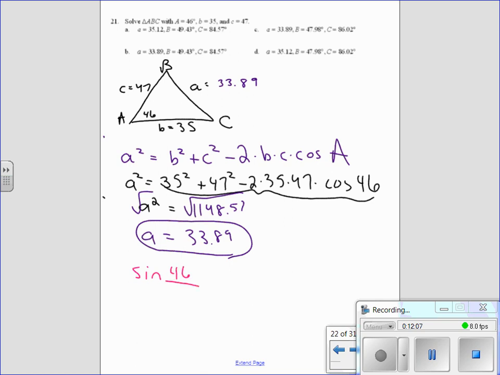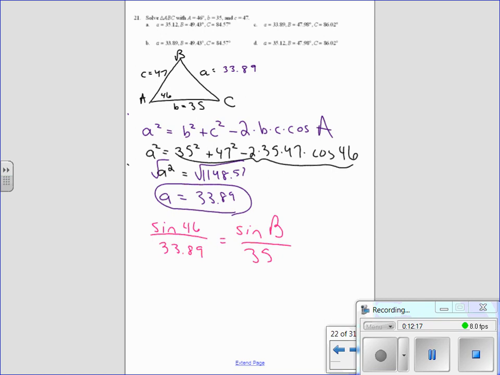Sine 46 goes with 33.89. Let's just solve for b next. Sine of big B goes with 35. Do you remember crisscross applesauce? Does that mean anything to you? You cross multiply, so 35 times the sine 46, and then you divide it by the 33.89.